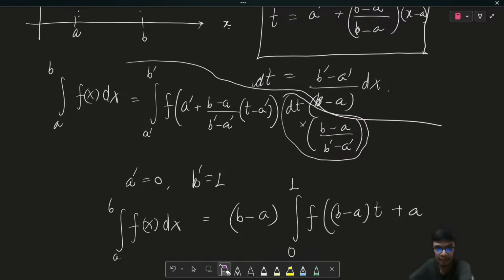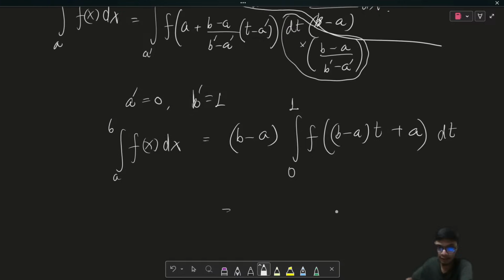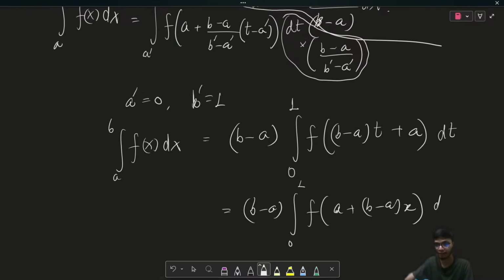Okay, I think I made a mistake. It should be a only, not a dash. Yes, then it will be a over here, right? Then I have dt over here. Now I can always change the variable, that doesn't matter. I can change the variable dt to x again, and this will be b minus a times the integration from 0 to 1 of the function expression of a plus b minus a times x into dx, right?